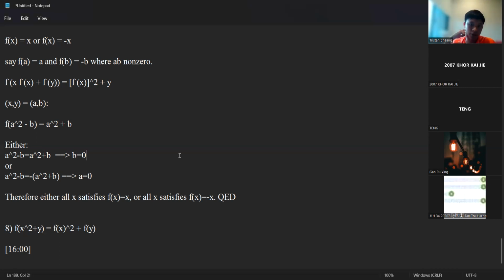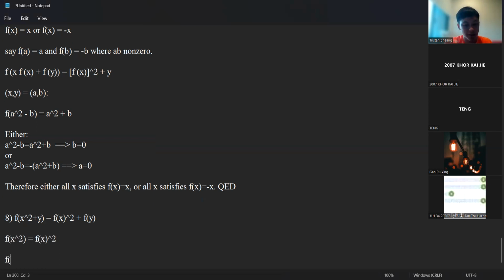Okay, so I have a few comments already here. First of all, most of you got this. So f(x squared) equals f(x) whole thing squared. And that allows us to prove this, f(x squared plus y) equals f(x) squared plus f(y). And this is very much like Cauchy.